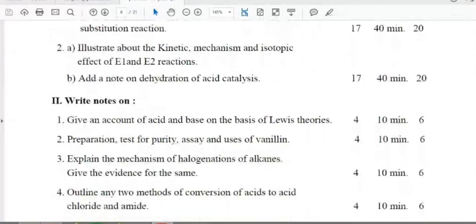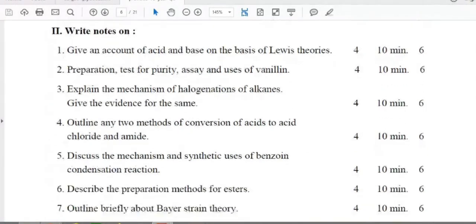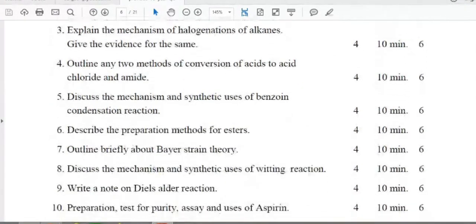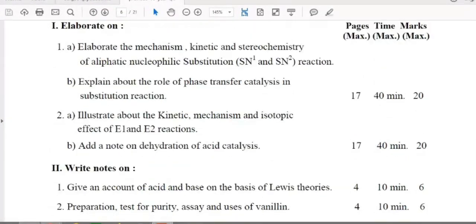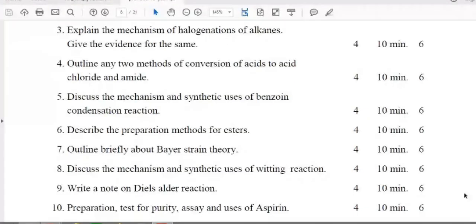Acid base on the basis of Lewis theories. Write a note on Diels-Alder reaction. So write a note on Diels-Alder reaction. About 6 marks it was asked in the previous paper.